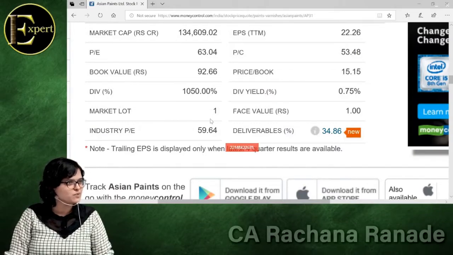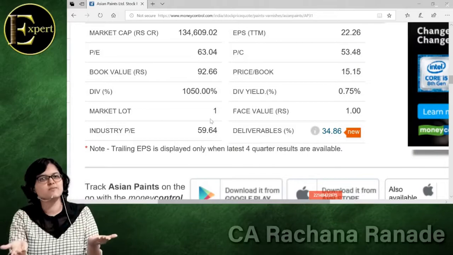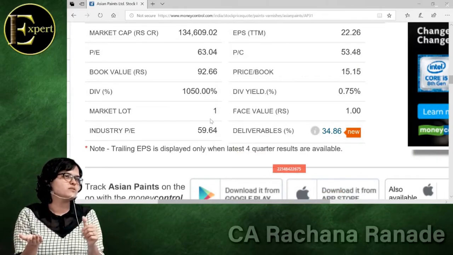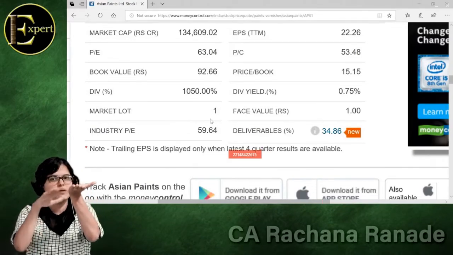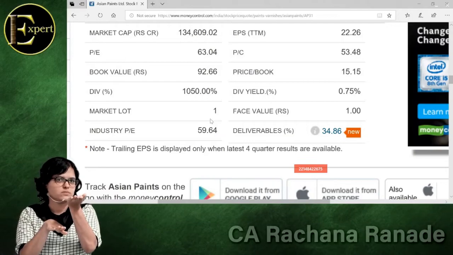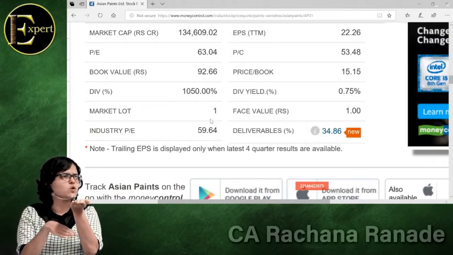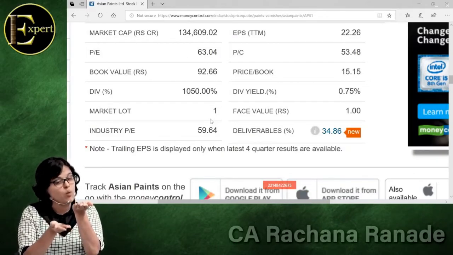Correct? So PE, same thing. Comparing company's PE with industry PE, it has two meanings. So what is the general meaning? Tell me. Industry PE is higher, company PE is lower. Cheaper. Routine scenario, we should buy or sell? Routine scenario, we should buy. But also, before buying, understand why it is cheaper.